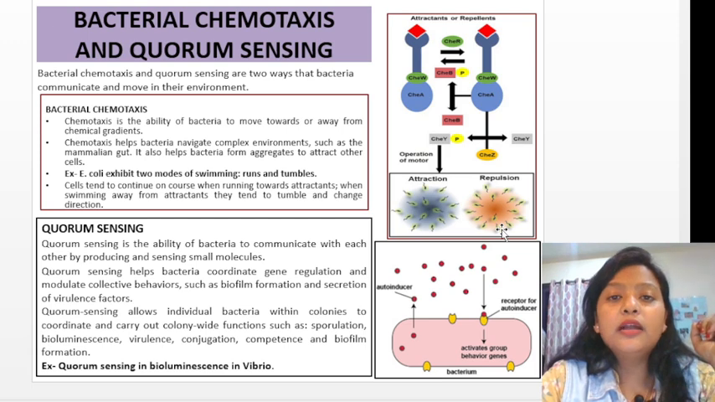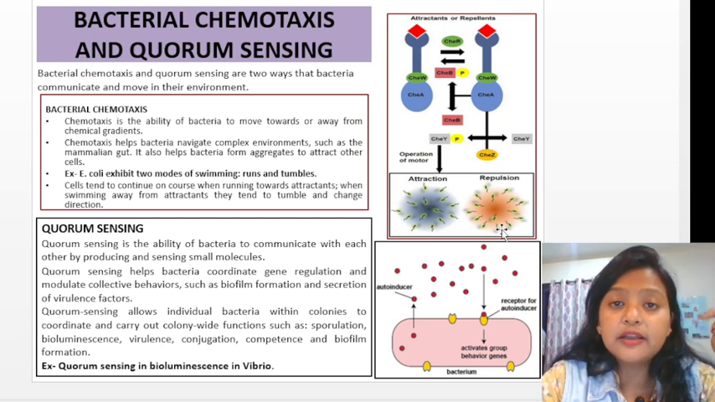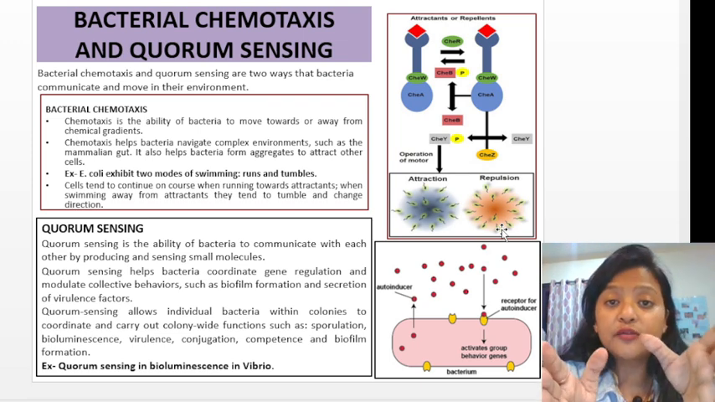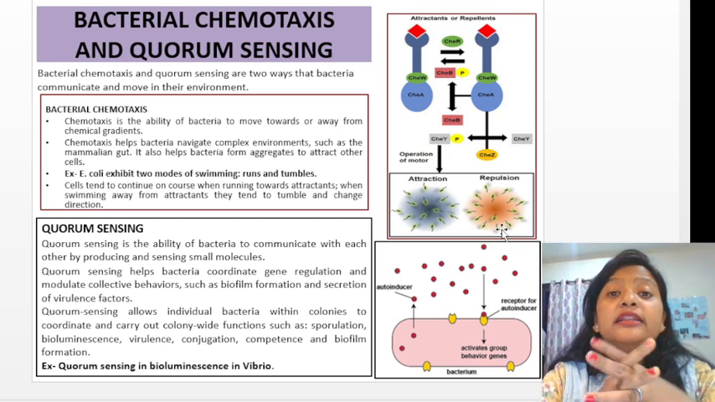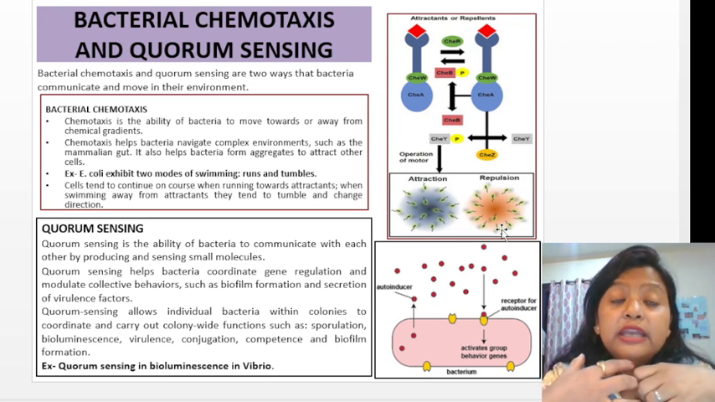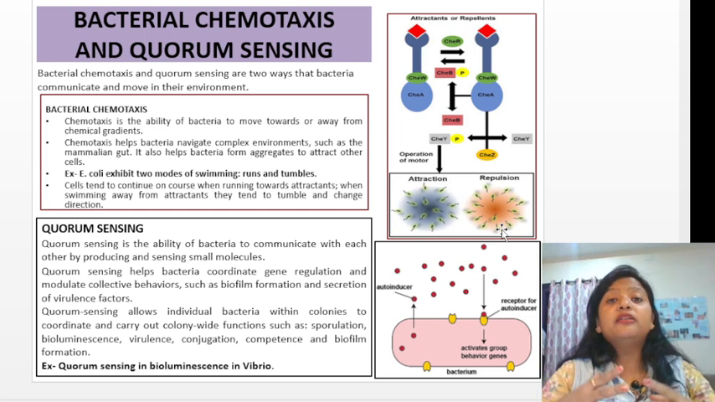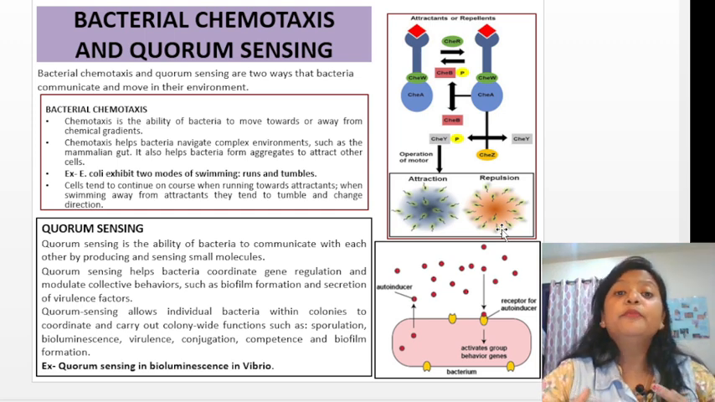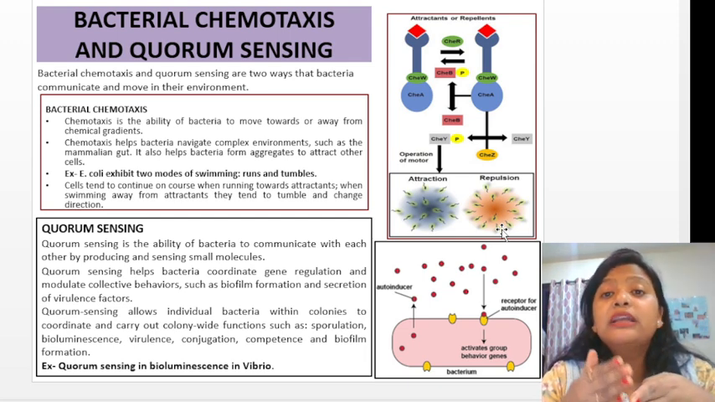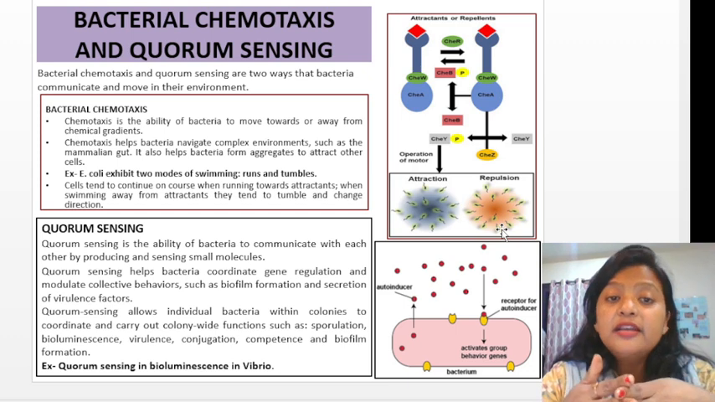Now coming to bacterial chemotaxis and quorum sensing, this is the last part. We know that these two processes, chemotaxis and quorum sensing, are two ways bacteria communicate and move in the environment. Bacteria have to communicate with the external environment and they have to move in their environment. So they use these two methods, bacterial chemotaxis and quorum sensing, to do that.